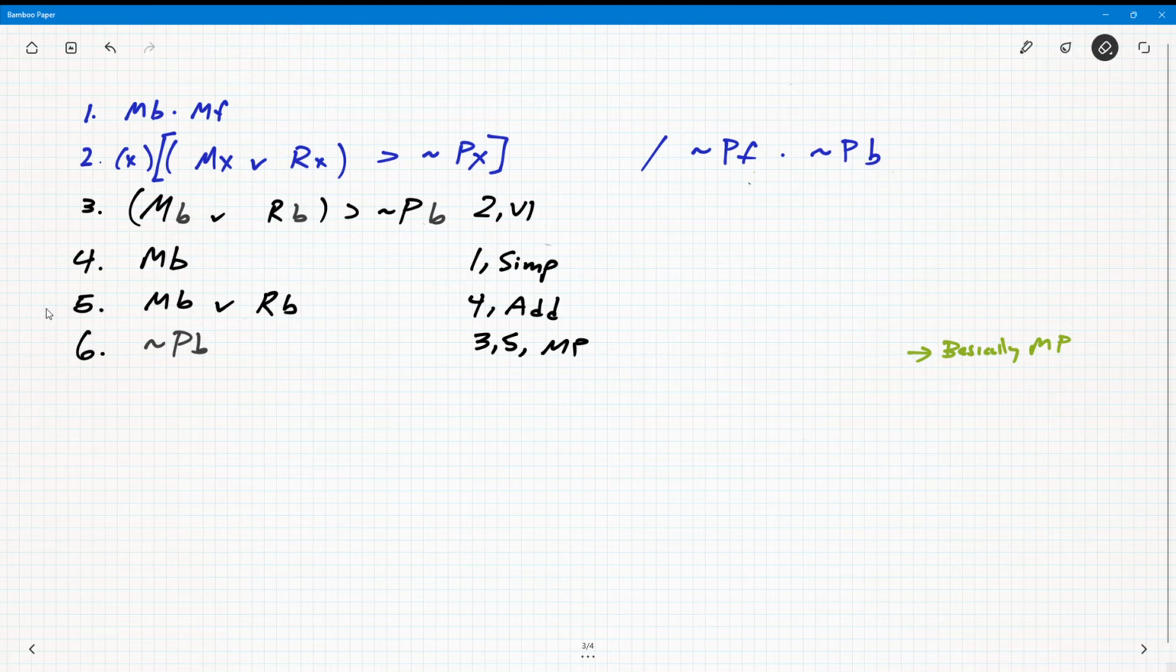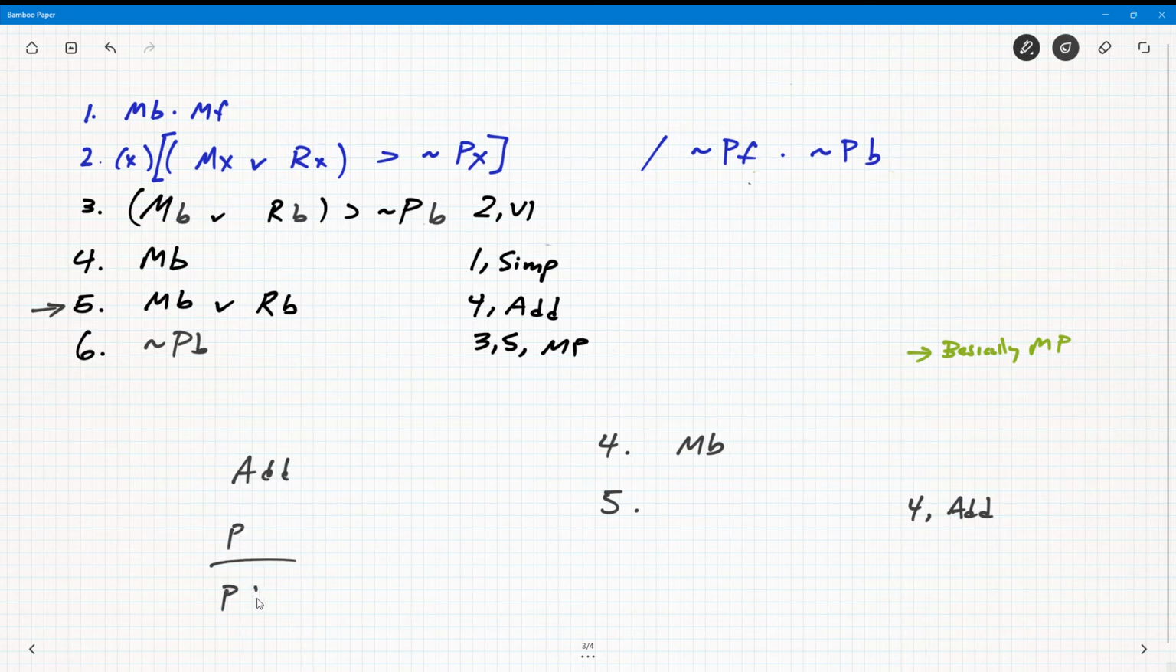Now, before we move on, I want to take another look at line 5 as well. In isolation, at line 4 we had a sentence, and then at line 5 we are adding in a disjunct using add. And here, recall that the rule for add just says, given a sentence, derive it with any other disjunct to form a disjunction. Right? And so we're doing the same exact thing here. We've got a sentence, and we add in any disjunct.